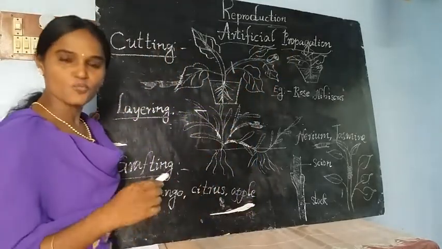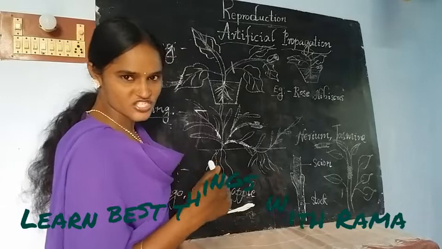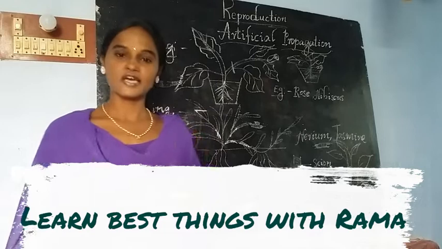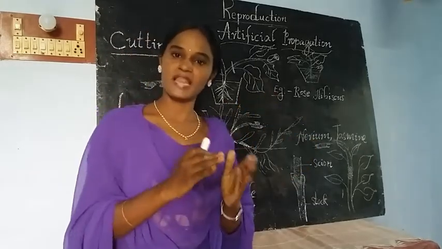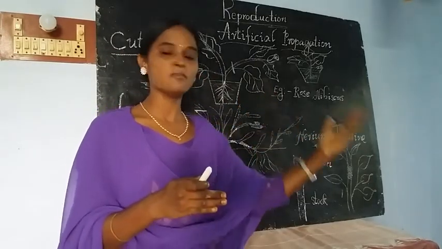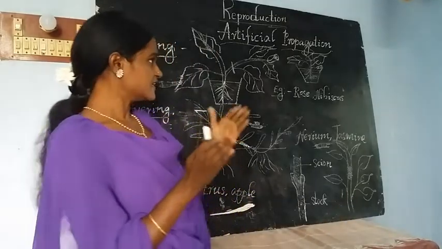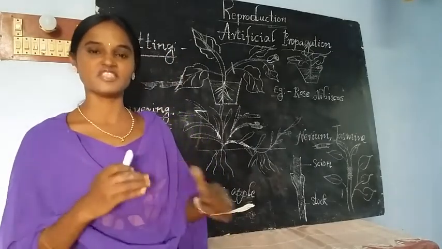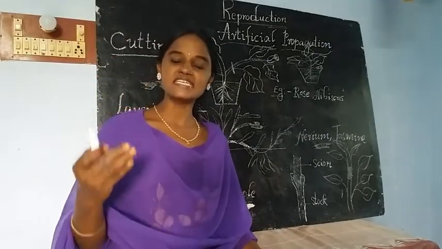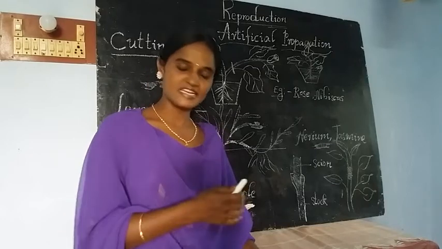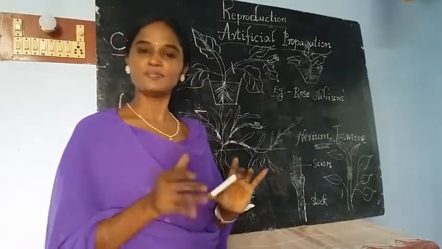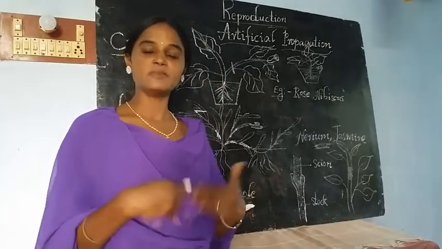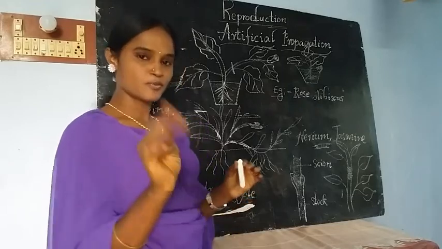Artificial propagation. What is meant by artificial propagation? We already discussed natural propagation in the previous class. If the propagation of plants occurs with the help of man, meaning it occurs artificially, then it is called artificial propagation. If the number of plants is increased with the help of man, it is called artificial propagation. Here, we mainly follow three important processes.